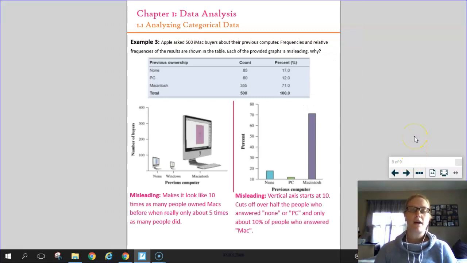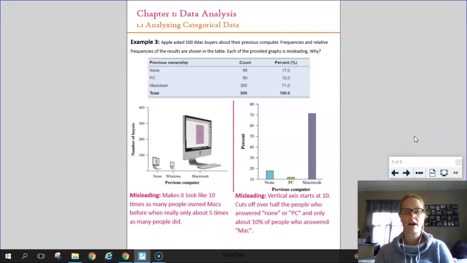Here's an example as to why. Example 3. Apple asked 500 buyers who were buying a new iMac about what their previous computer had been. The frequencies and relative frequencies of the results are shown in the table below. Then 2 provided graphs are shown, and each of them is misleading.